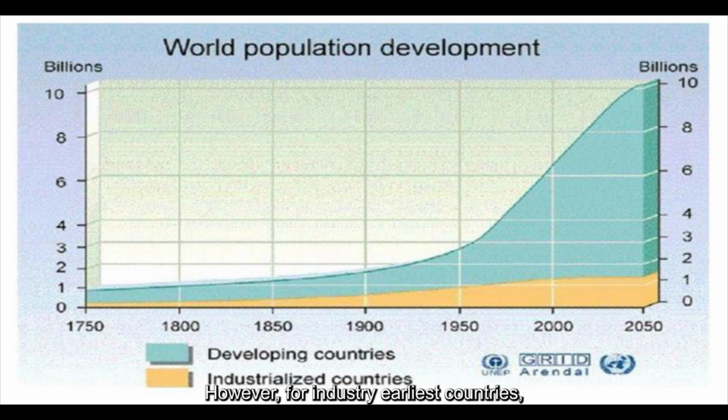However, for industrialized countries, it remained at a relatively low level throughout the years, which is around 1 billion. In conclusion, while developing countries have undergone a sharp population increase, the population in industrialized countries has seen little change.